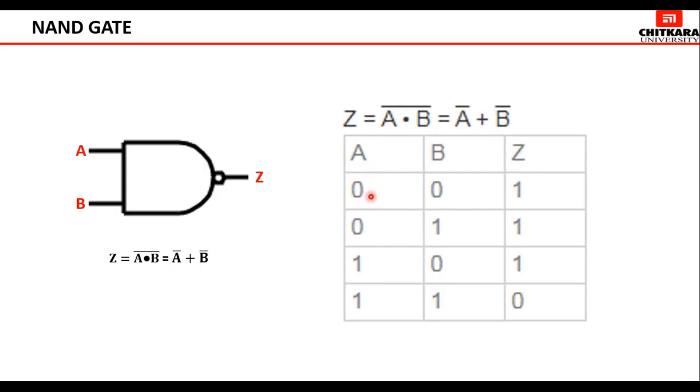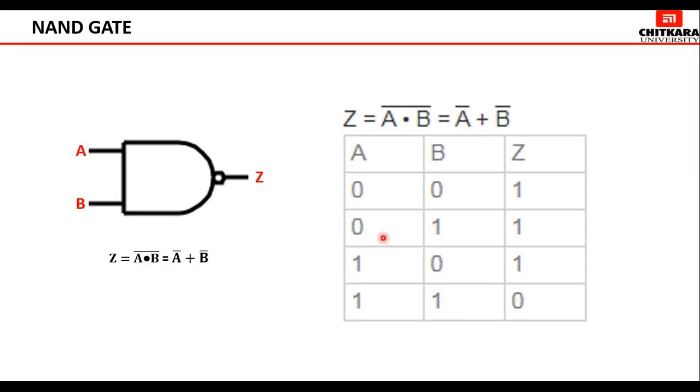So let's see when both the inputs are 0. Just place the value 0 here. 0 dot 0 is 0. 0 complement is 1. You can either place it here or you can place it here. Both will give you the same result, right?